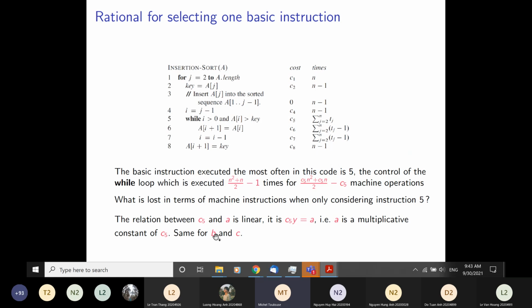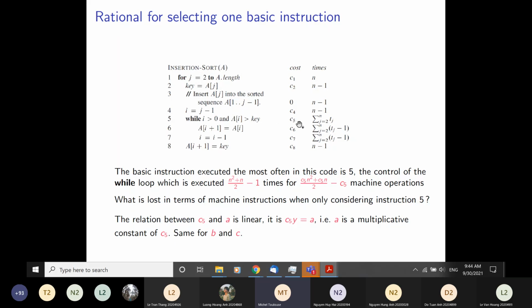And it's going to be a multiplicative factor. So Z times C5 is equal to B. And with respect to C, W times C5 is equal to C. So C5 is smaller than C, and C5 is smaller than B by a multiplicative constant. So that's what we lost in terms of machine instructions. That's the precision we lost. We lost a precision that is a multiplicative constant.